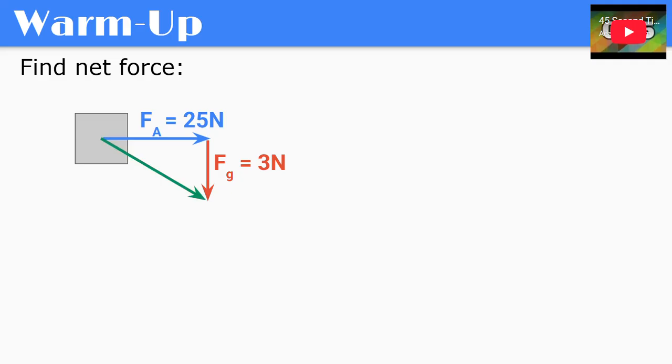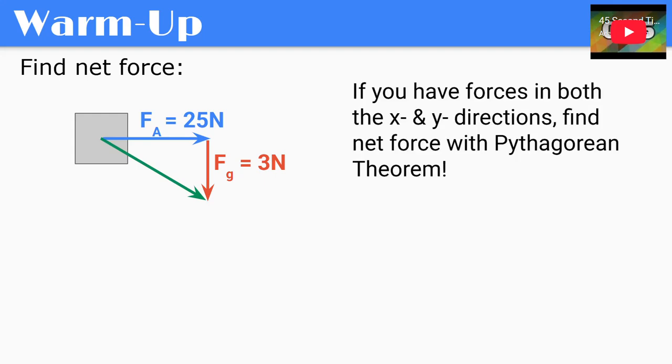So again, to find the net force, we're looking for this green resultant vector that we get when we add the other two vectors together. And we can solve for that using the Pythagorean theorem. Anytime you have a net force in both the x and y directions, like I do here, I have a horizontal force and a vertical one, you're going to have to use the Pythagorean theorem in order to solve for the magnitude of the resultant net force. As a reminder, that's a squared plus b squared equals c squared. We're solving here for c, which is the hypotenuse of this triangle.